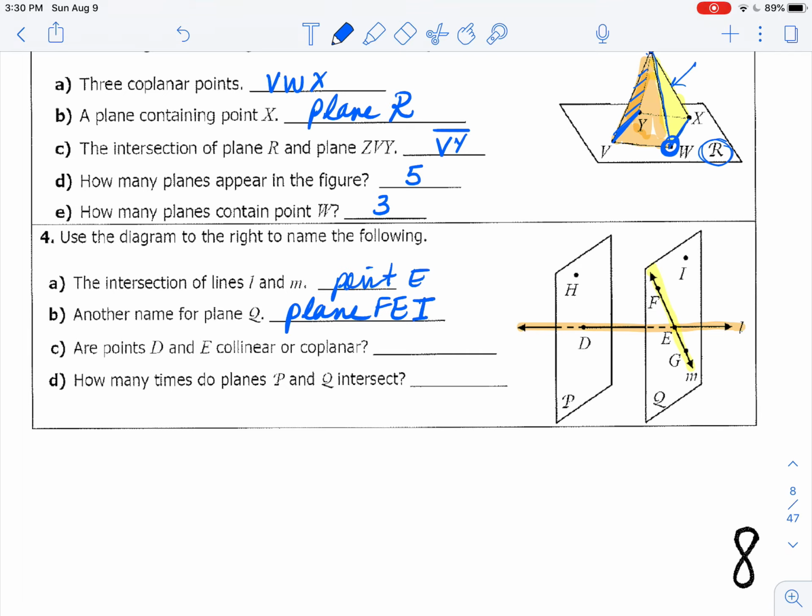Are points D and E collinear or coplanar? Are they on the same line or in the same plane? So D is over here on plane P, and E is on plane Q. So they are on different planes, so they are non-coplanar, but they are on line L, so these are collinear. How many times do planes P and Q intersect? Well, these appear to be parallel, so I'm going to say never.